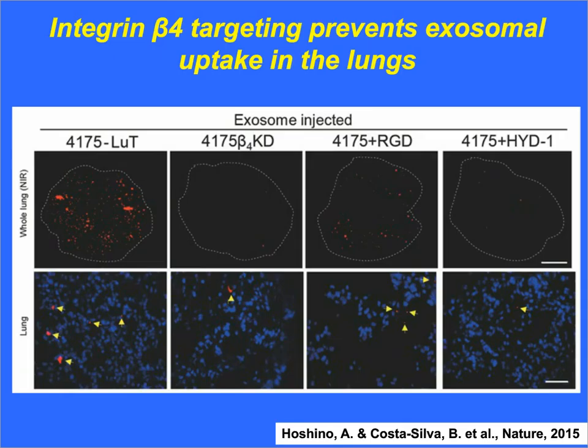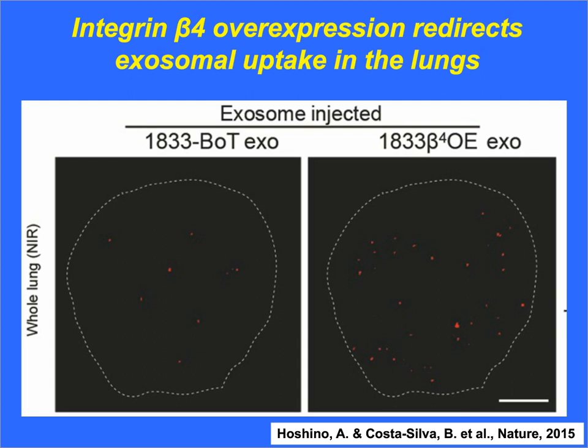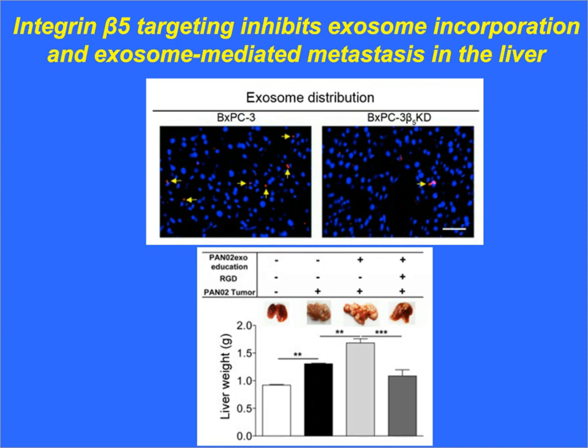And so now you could use drugs blocking the different integrins. So alpha 6 beta 4 integrin is for lung tropism. And so we knock down beta 4 integrin from those exosomes, and you could see when we injected the exosomes, the second panel, you don't see any labeling of the exosome. And we can overexpress a particular integrin in the bone tropic. Beta 4 makes them go to the lung, and we can get more of the bone tropic exosomes now to shift and go to the lung. So you see the red spots on the right. And we could do the same targeting and block liver metastases with the integrin of interest in the liver, which is beta 5.